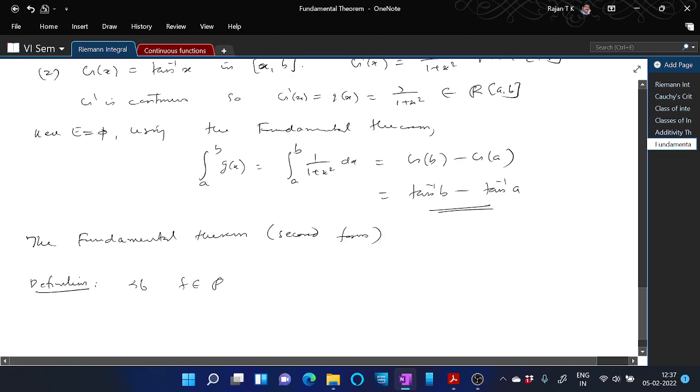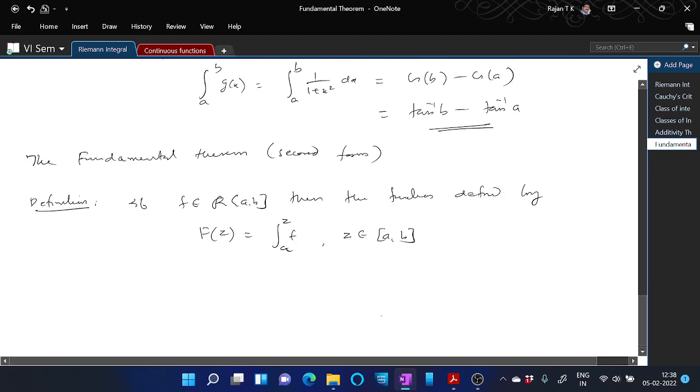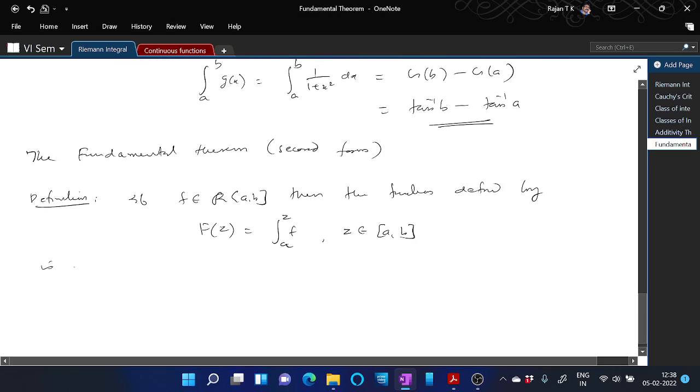If small f belongs to R[a,b], then the function defined by capital F of z equal to integral a to z f(t) dt, for z in the closed interval [a,b], is called the indefinite integral of f with the base point a. Base point a.